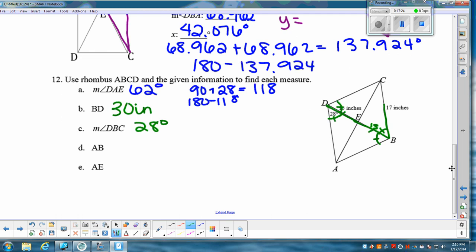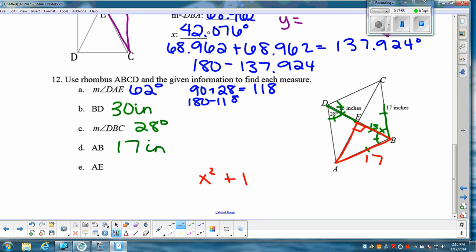For part D, we know it's a rhombus, which means all of our sides are congruent. So since CB is 17, AB is also 17 inches. And then to figure out AE, the one I have marked in red, I'm going to use this triangle. I know BE is 15, I know AB is 17, so I can use the Pythagorean Theorem to solve for BE, or AE, excuse me.